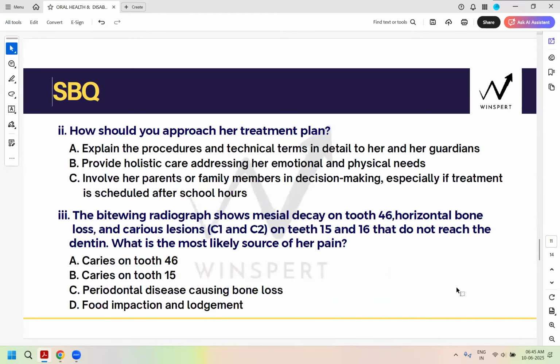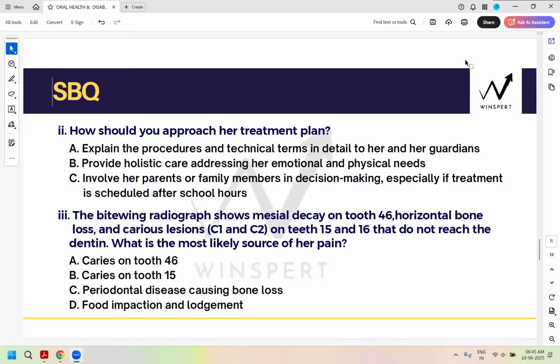Now these are your exact exam questions. And now you will see, when you're answering these questions, how this lecture has fully prepared you for these questions and even more variations like these. How should you approach her treatment plan?